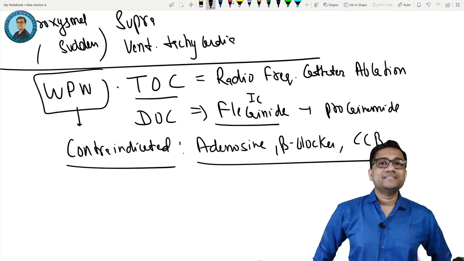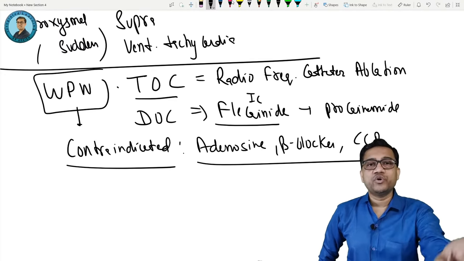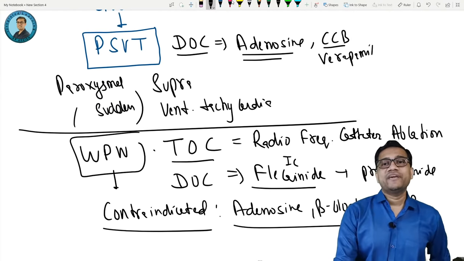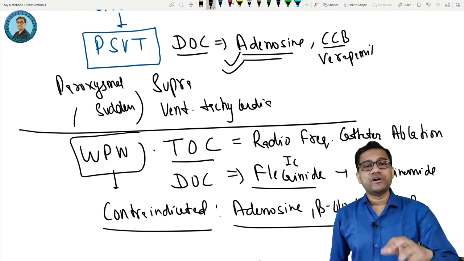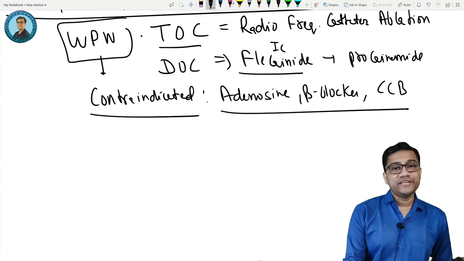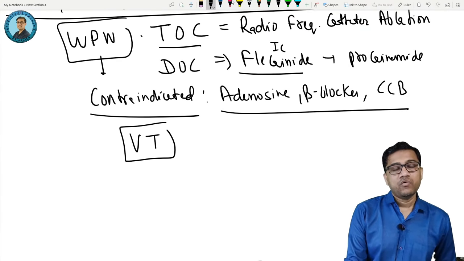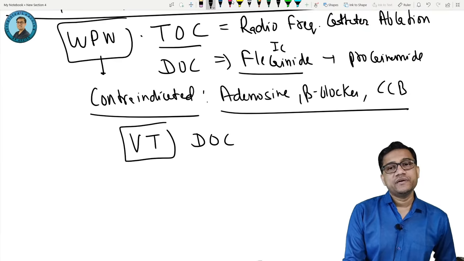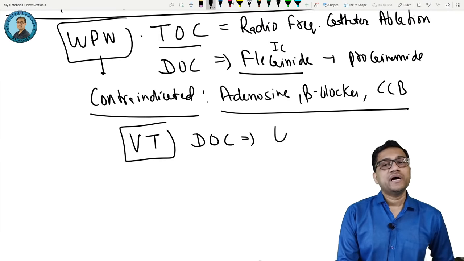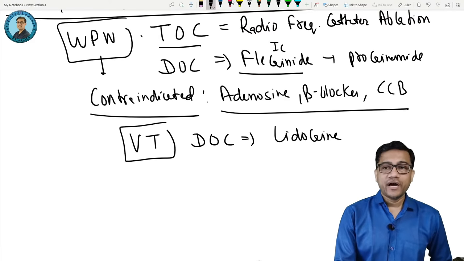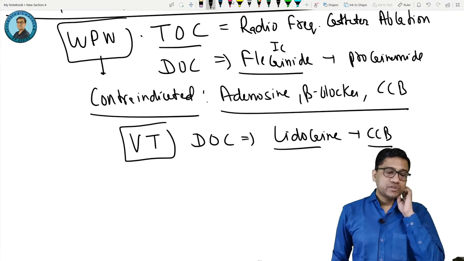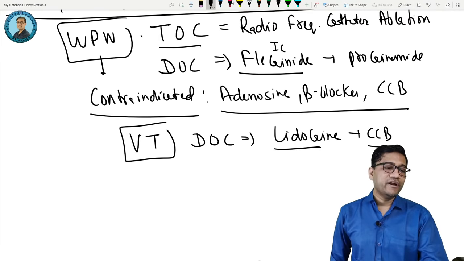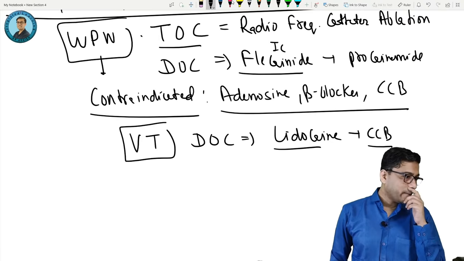So what is the treatment of choice for PSVT? We give adenosine. And if you start getting ventricular tachycardia, VT, what is the drug of choice here? We prefer lidocaine. Otherwise, CCB can also be used, or amiodarone. They can be used for ventricular tachyarrhythmias. Are you clear now?